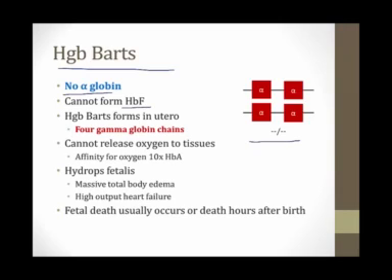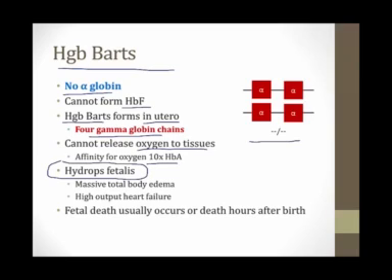As a result, gamma globin chains will bind together into a structure called hemoglobin Bartz. This consists of four gamma globin chains. It forms in utero. It's an abnormal type of hemoglobin, and it cannot release oxygen to tissues. It has a very high affinity for oxygen, 10 times greater than hemoglobin A, so oxygen will bind but not be delivered to tissues. As a result, a condition will develop in utero called hydrops fetalis.